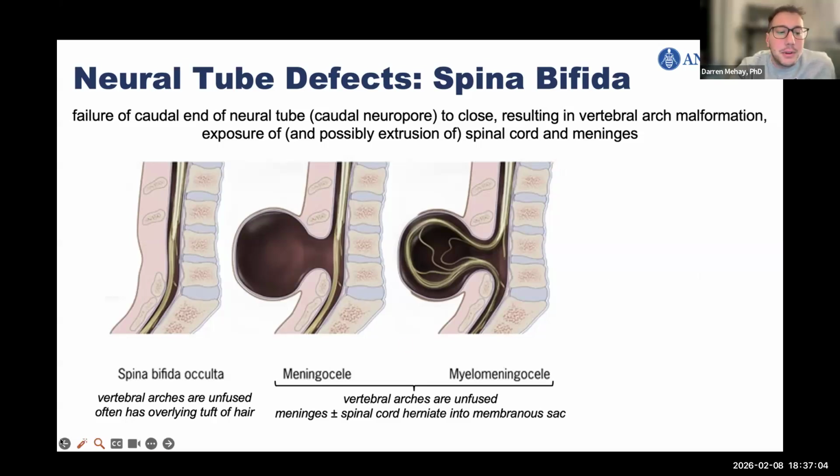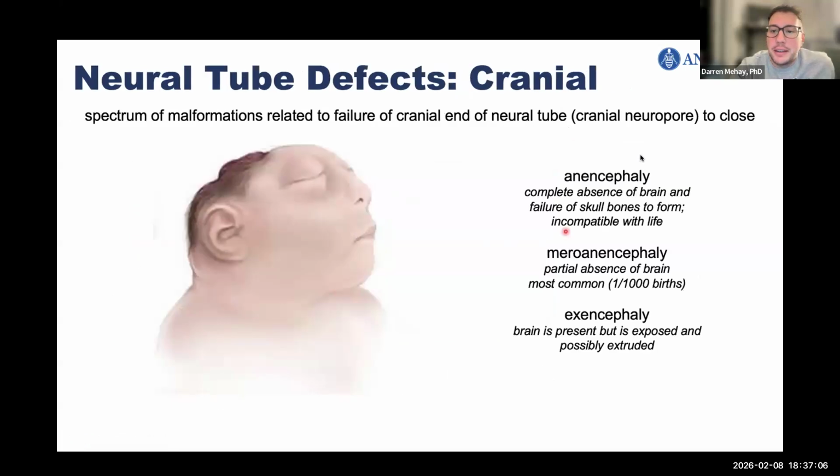Part of the brain is exposed. That's going to be our exencephaly. Okay, got it. Great.